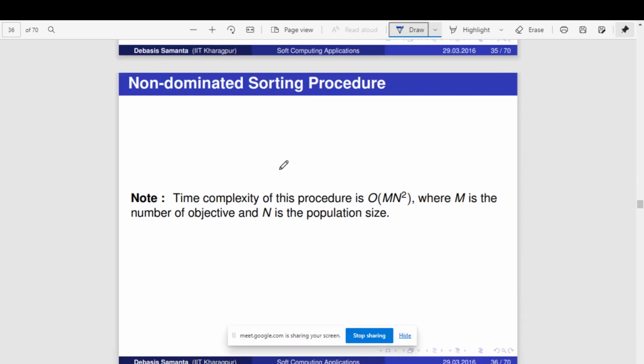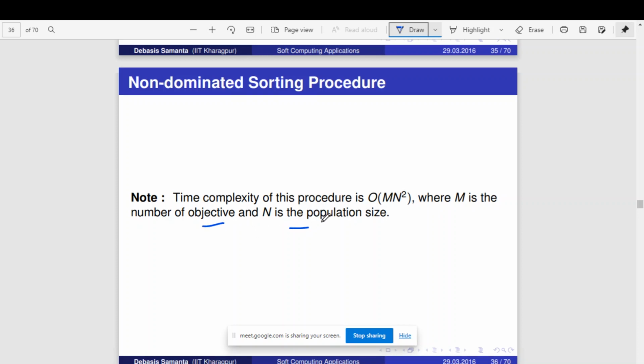This is the complexity of this algorithm. It is order of m n square, where m is the number of objectives and n is the population size. So it is a multi-objective optimization problem, with different objectives, how many objectives you want to solve, and n is the population size.